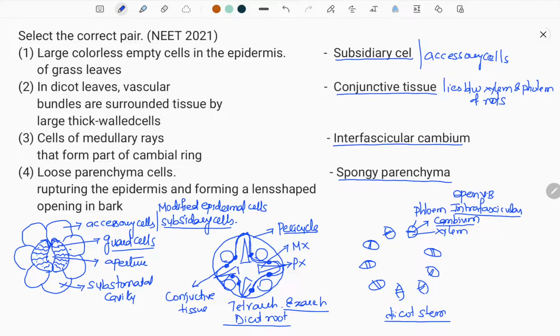Let us see what is interfascicular cambium. In between vascular bundles, there will be medullary rays. These medullary rays undergo dedifferentiation. Dedifferentiation means conversion of permanent cells into meristematic cells. So, due to dedifferentiation, the medullary rays form into meristem, and this meristem is called interfascicular cambium.